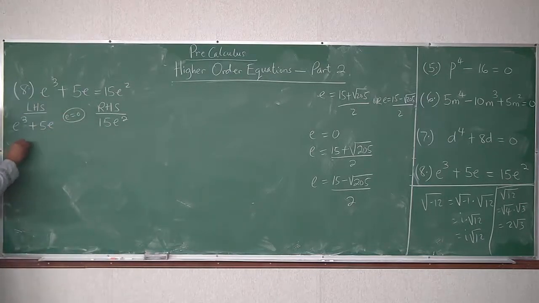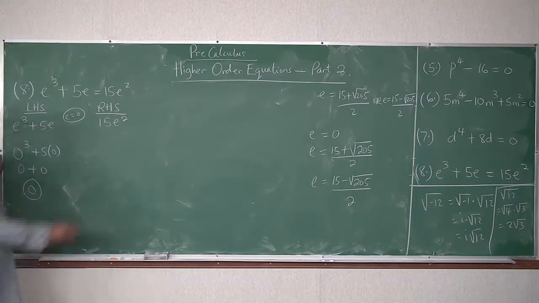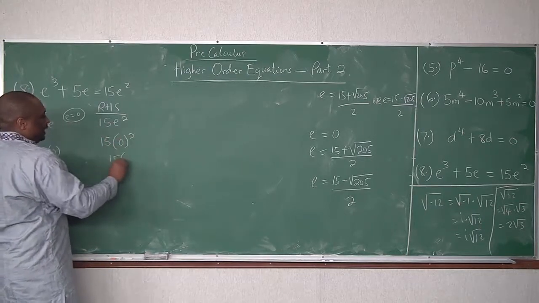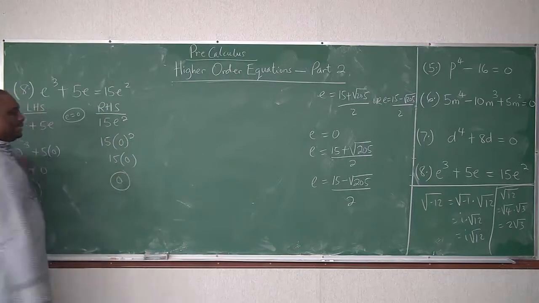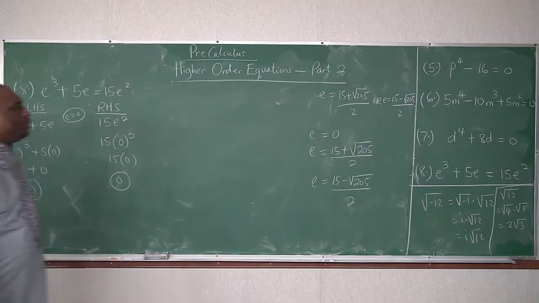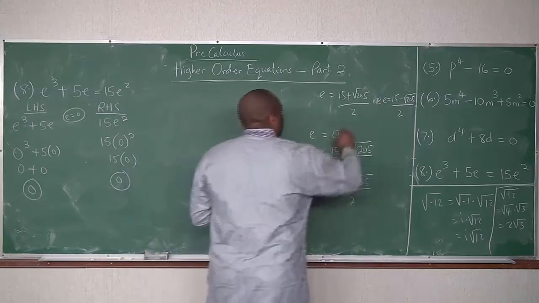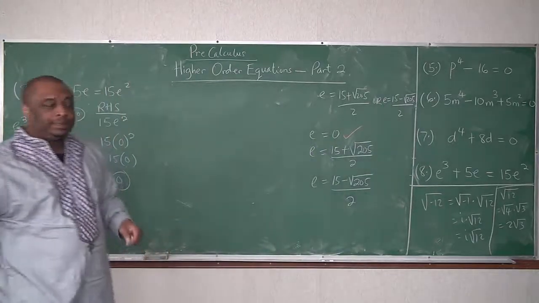So this is 0 cubed plus 5 times 0. 0 plus 0 is 0. This will be 15 times 0 squared, which is 15 times 0. And that is 0. So this works. e equal to 0 works.